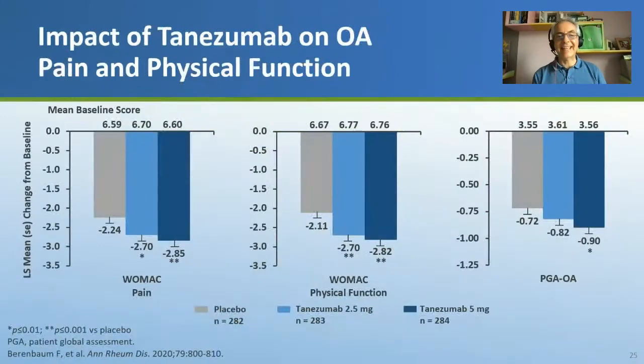So the goal was to look at two different dosages. One is 2.5, the other is 5 milligram every 8 weeks by a subcutaneous route. And the patients were equally randomized to the three arms. The co-primary endpoints were taken at 24 weeks, including WOMAC pain, WOMAC function, patient global assessment. And thereafter, the study continued in order to have a safety follow-up period of 24 weeks.